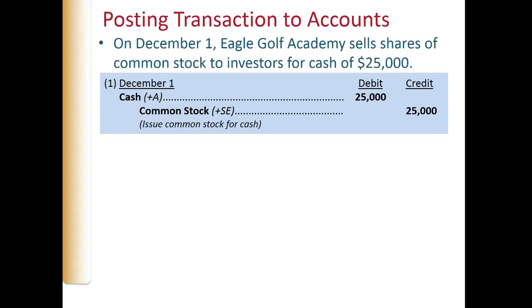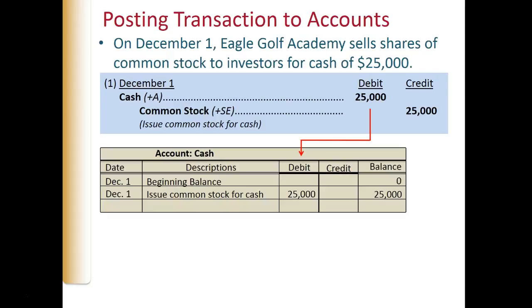So we're going to go through our Eagle Golf Academy and see how this works. And then we're going to do a lot of problems on our own. On December 1st, Eagle Golf Academy sells shares of common stock to investors for cash of $25,000. So guys, we know cash gets increased and common stock gets increased. Now cash is an account. We know it's an asset, but it's an account and it has its own separate title.